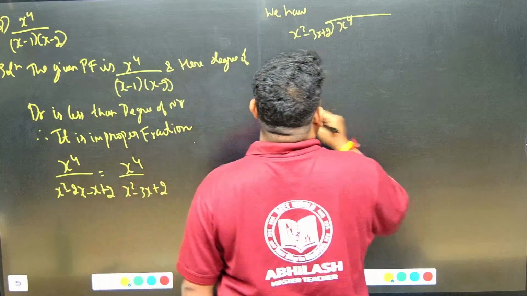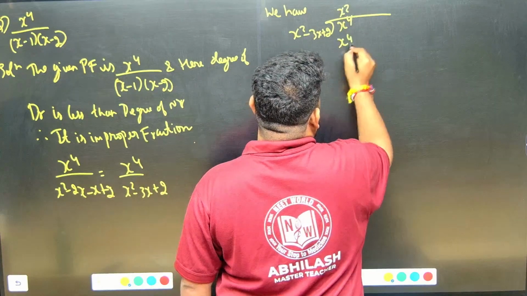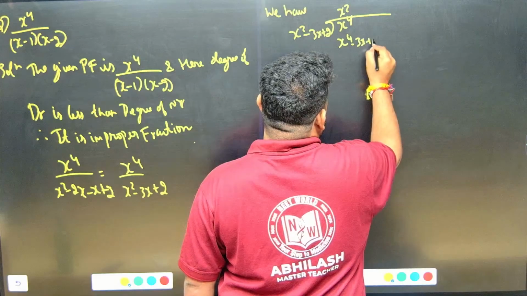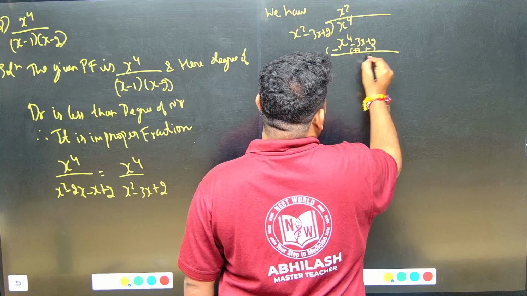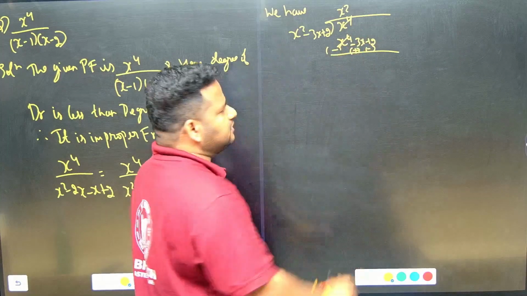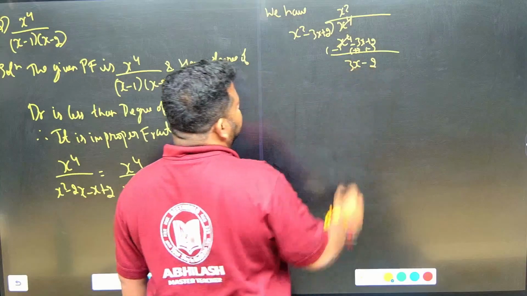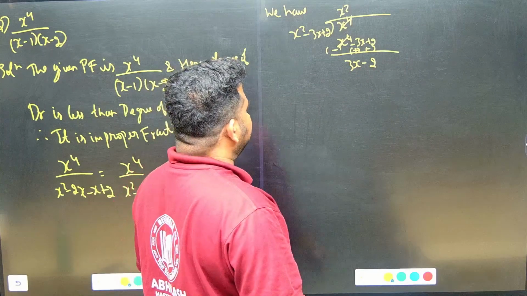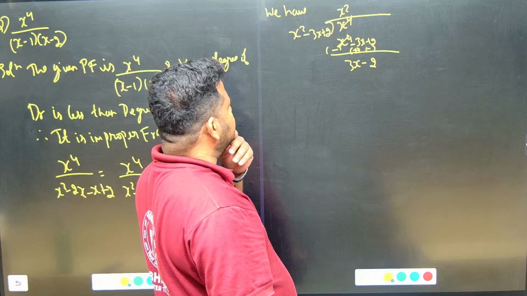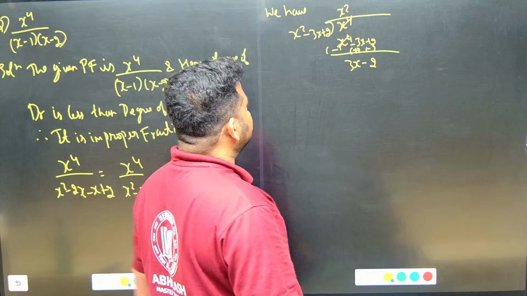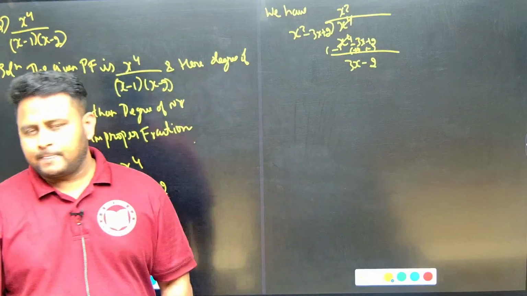So this is x power 4, so I will multiply by x square. I will get x power 4 minus 3x cube plus 2x square. This will become minus minus, this is plus minus, so this and this will get cancelled. I will have 3x cube minus 2x square. If I divide by this x square minus 3x plus 2, what will I have? Observe carefully.